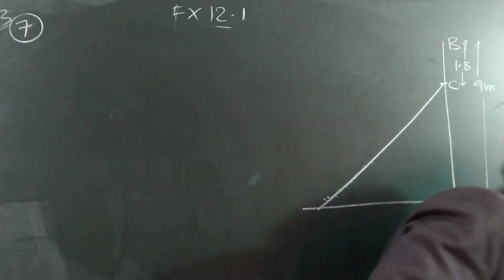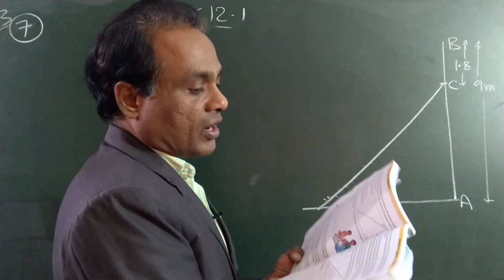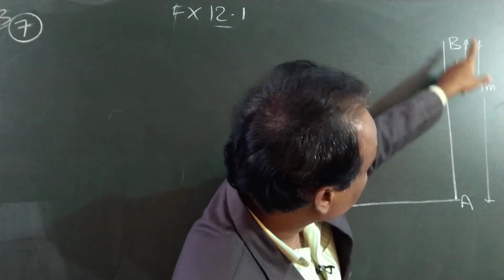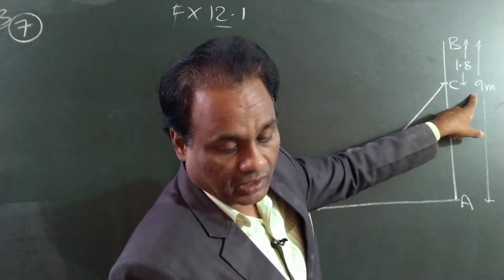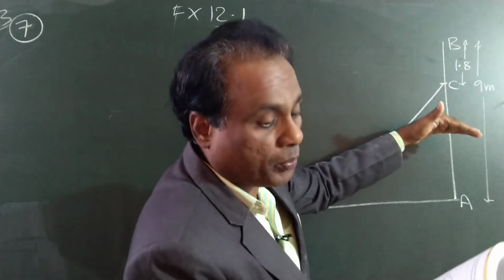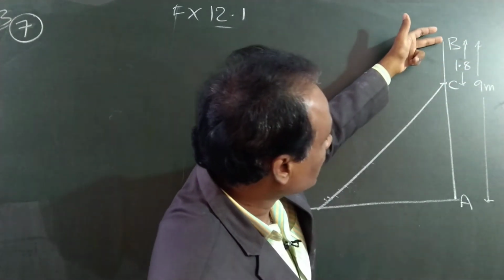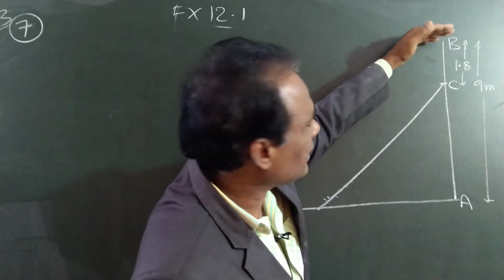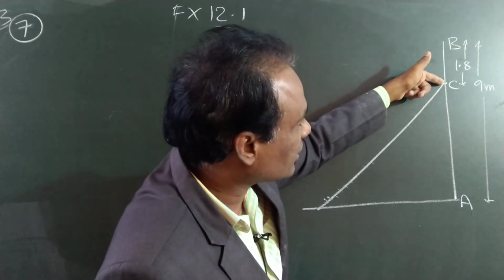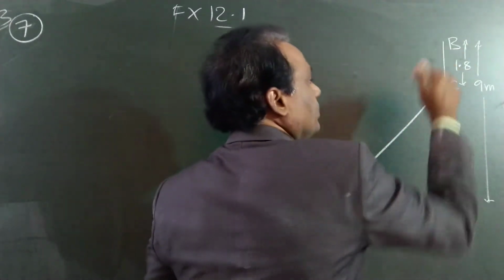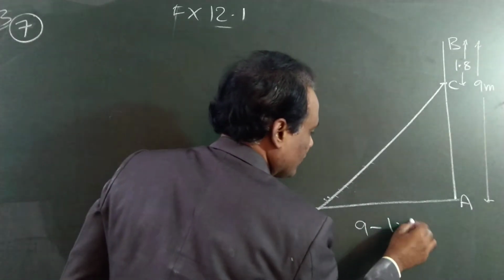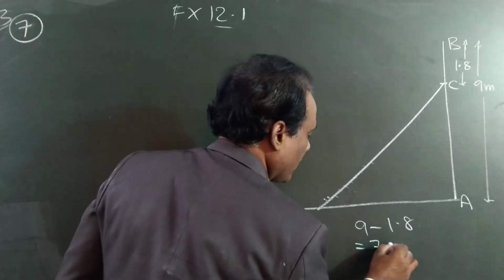See, an electrician wants to repair the electric connection to a pole of height 9 meters. The total height of the pole is 9 meters. Next, he needs to reach 1.8 meters below the top of the pole to repair the work. He need not reach this point. He has to reach 1.8 meters below the top, so only this point. 1.8 meters below means 9 minus 1.8, which is 7.2 meters.